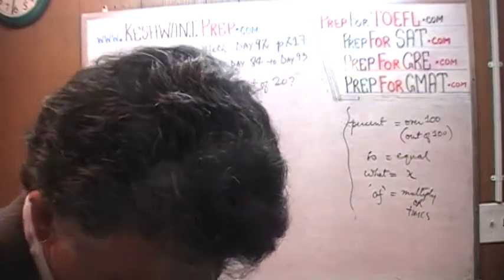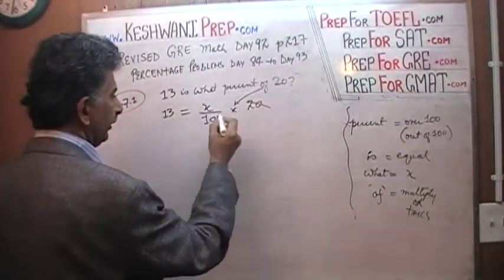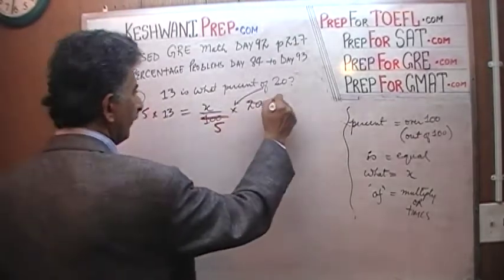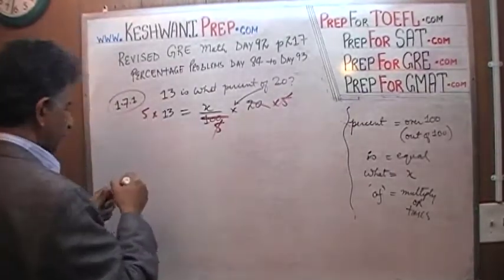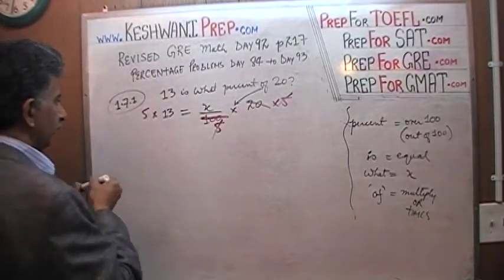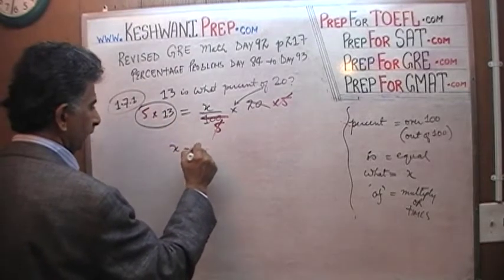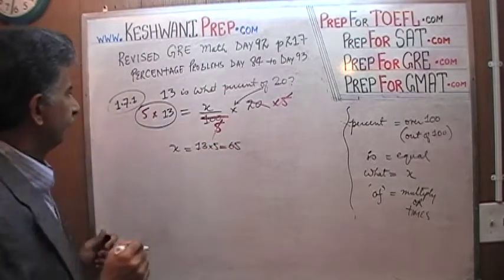Divide the top and the bottom by 20. If you divide top and bottom by 20, the 100 becomes 5. Multiply both sides by 5. If you multiply both sides by 5, this 5 drops out, and there you go. This is our x. X equals 13 times 5, which is 65.